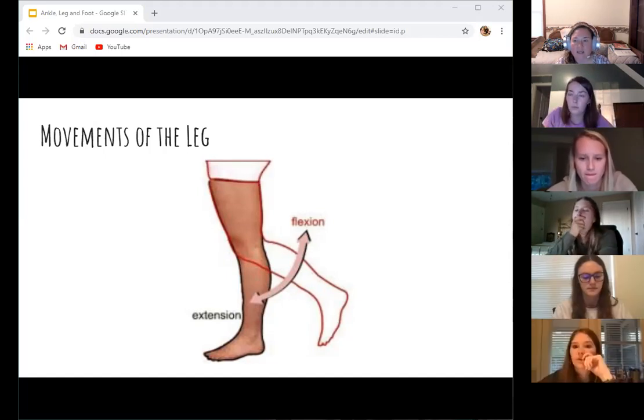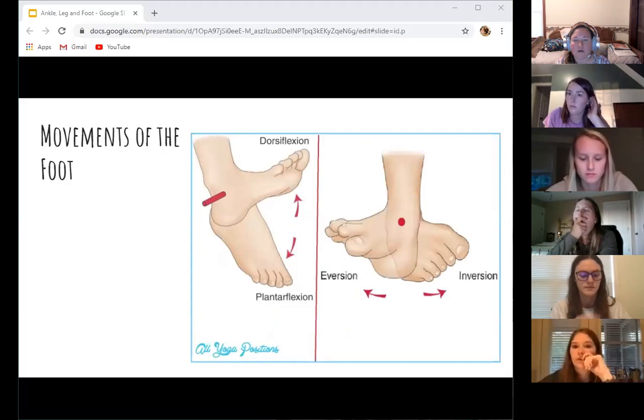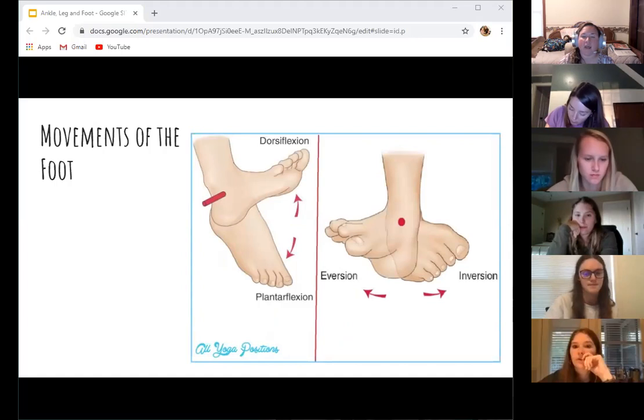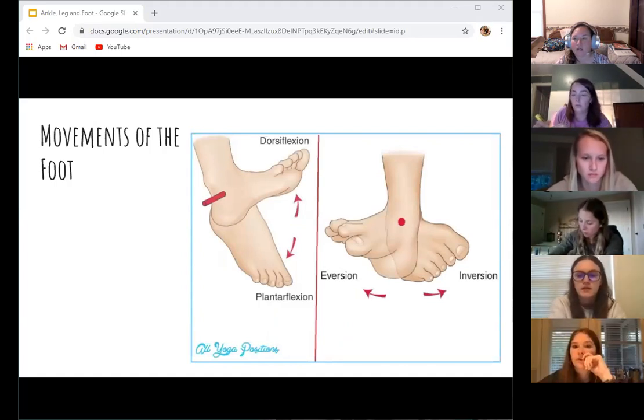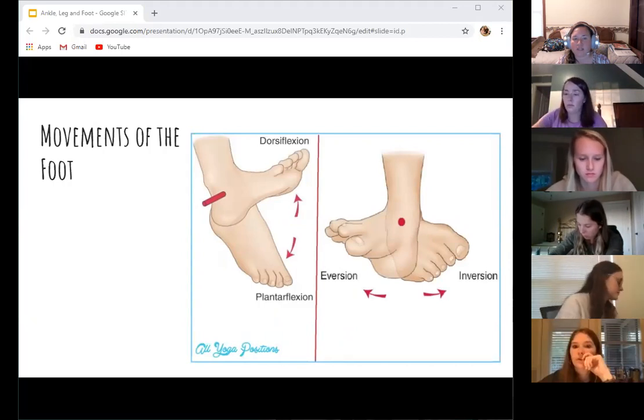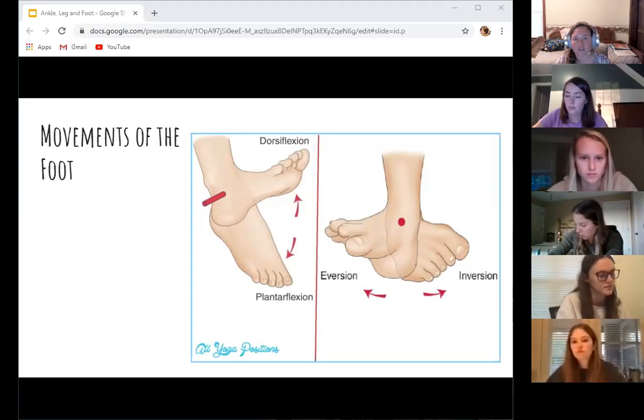And then when we get to the ankle, that's where we get a few more movements. So looking at the ankle, you're going to have dorsiflexion. If you're pulling your toes up towards the ceiling, that would be dorsiflexion. And if you're stepping on a gas pedal, that's plantar flexion. And then you have eversion and inversion.